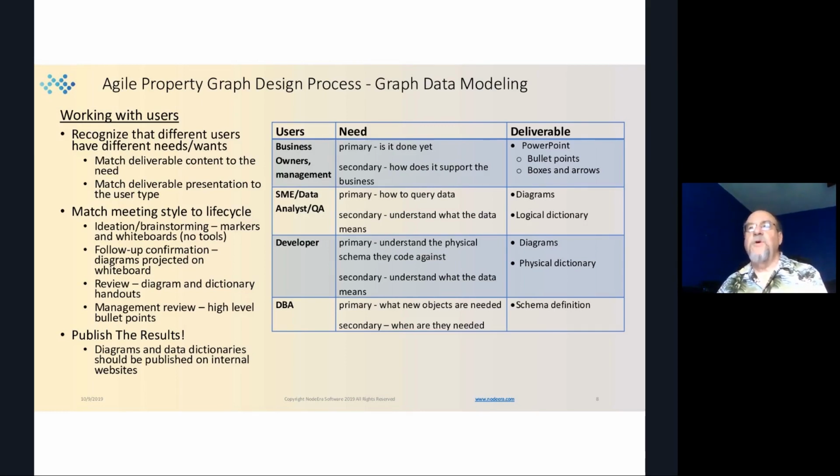Then after you feel you're doing well there, your next kind of meeting is going to be review. And here you want to come in with handouts, your diagrams, your metadata dictionaries, handout and walk through. Typically, you're doing most of this with your SMEs, data analysts, developers. So obviously with review, the idea is to gain people's concurrence.